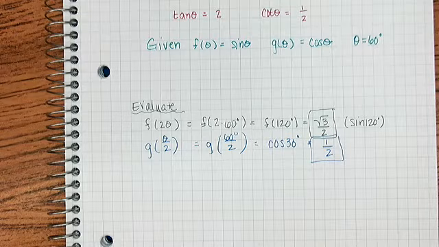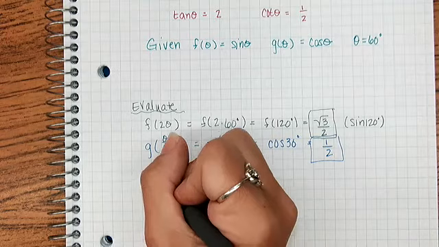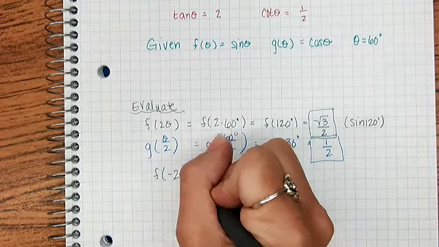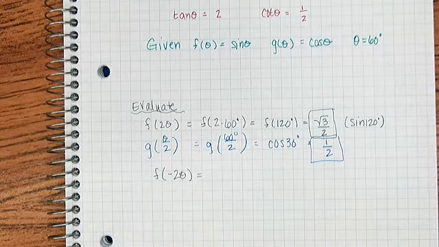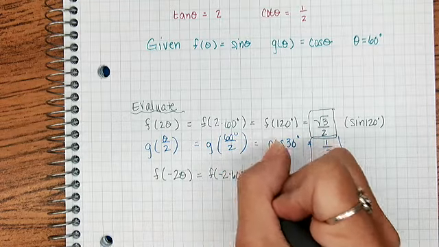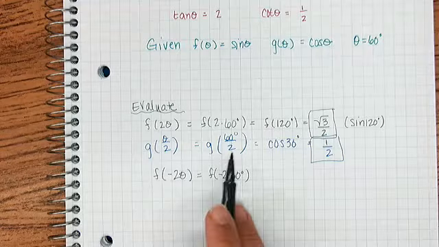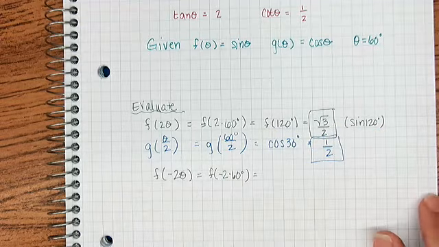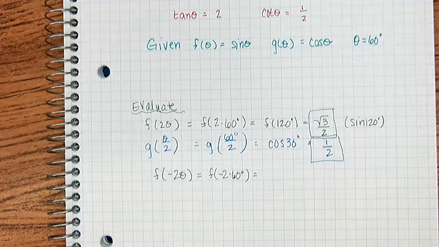Okay, how about, let's look at a negative. How about the f of negative 2 theta? So this is just the f of negative 2 times 60. Don't forget your degree symbols. Notice I have a degree symbol in all of these. You should too. If you write your degree symbols in your work, you're less likely to forget to write your degree symbols in your answers. And you will lose points every single time in your answer that you forget a degree symbol.